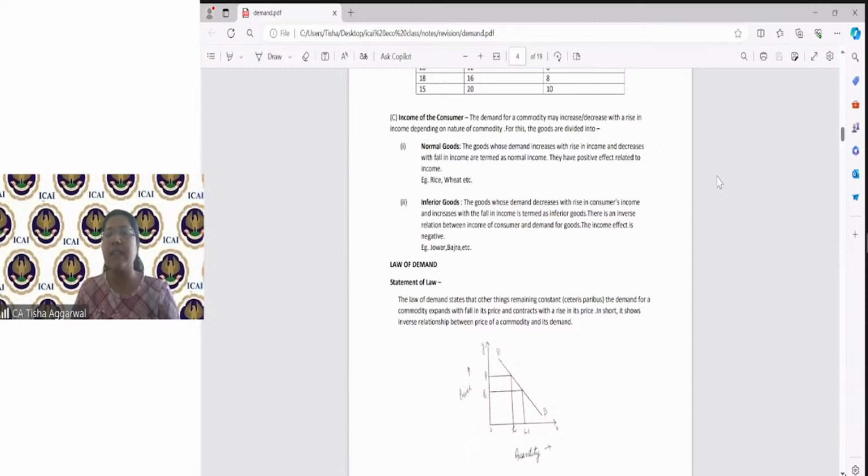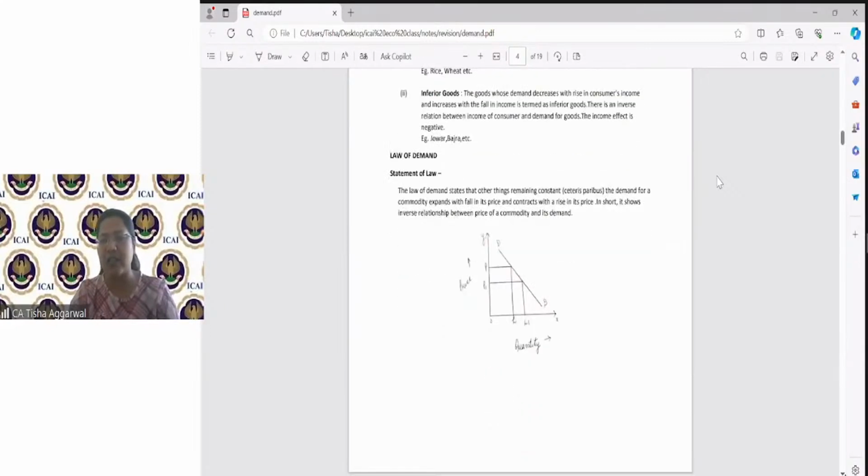Next is the law of demand. When we talk about the law of demand, we keep every other factor constant. The more the price is, the less the demand for a particular product is. In general terms, whenever the price of a product increases, we keep on decreasing the demand for the product. And this is the only reason why our demand curve is negatively sloping, or downward sloping.